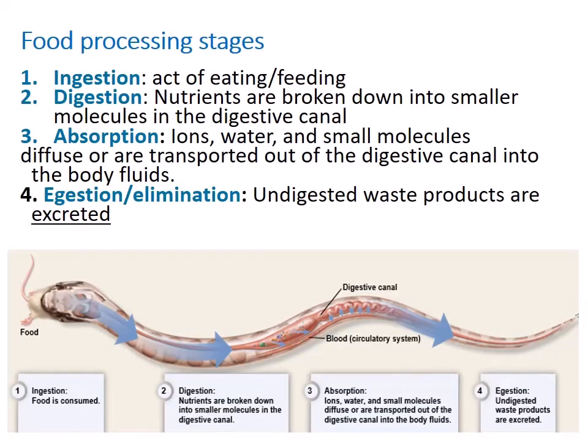So if we go to food processing stages, this is relatively straightforward, I think, because we all eat food, so we're kind of aware of this process. So you've got ingestion, where you actually eat the food or feed on it. Then you've got digestion, where nutrients are broken down into smaller molecules in the digestive canal. And then you have absorption, where those smaller molecules, like ions and water, are transported out of the digestive cavity into the body fluids.